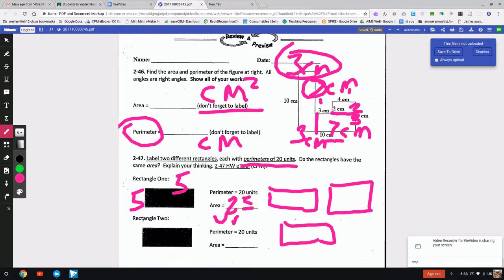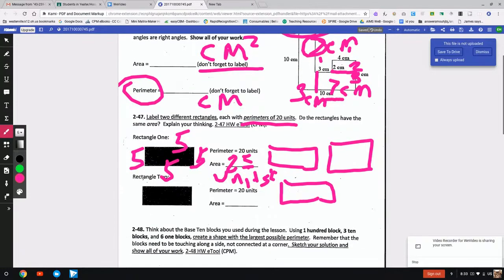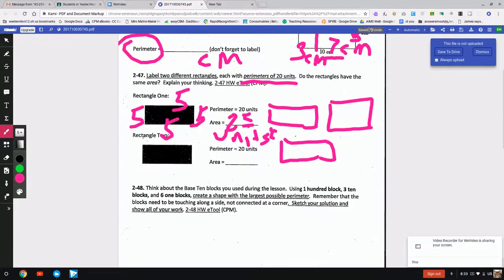Again, remember the label, units squared. So again, think of other dimensions that can get the perimeter. Remember, perimeter's on the outside, so everything on the outside is going to have to equal 20. Just play around. You only need 2. You can use mine and try to get another one on your own. And then you're supposed to explain your thinking. We don't have a line down here, so just one little statement down here. If you can write, do the rectangles have the same areas? Yes or no, and that would be good enough for us.